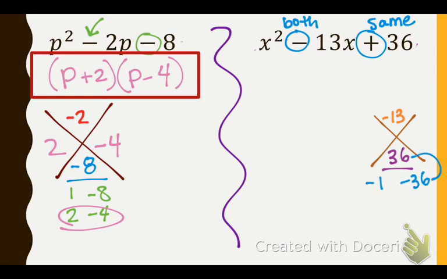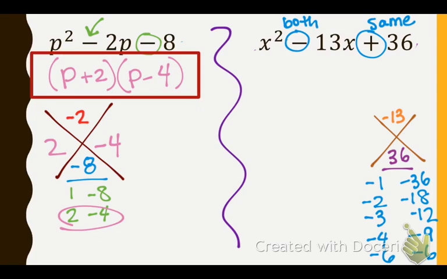Again, the reason being, a negative times a negative makes a positive. A negative plus a negative makes a negative. Okay, so we keep going. Minus 2 goes in negative 18 times. Minus 3 goes in negative 12 times. Minus 4, negative 9 times. Minus 6, negative 6 times.